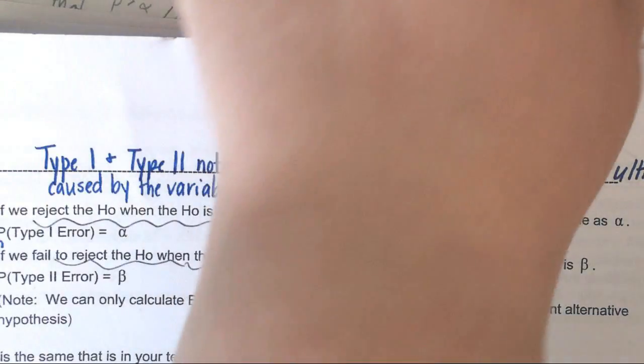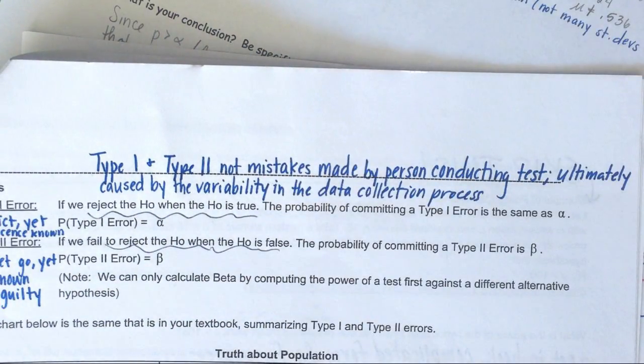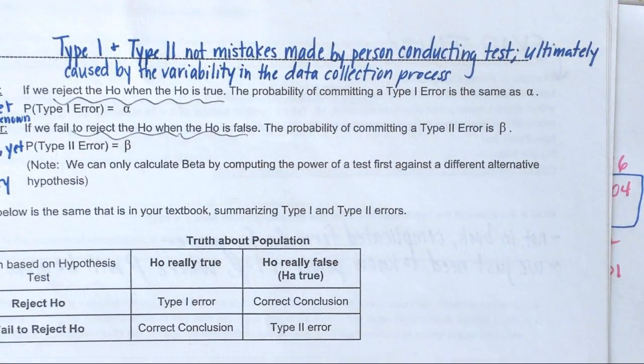Type 1 and 2 mistakes are not mistakes made by a person conducting the test. It's not Kenzie being evil and deciding to let go who she wants and keep who she wants in jail. It's ultimately caused, as everything in stats class, by variability. The variability in the data collection process. So while we were joking, I'm going to keep them straight by thinking about convicted even though innocent, let go even though guilty. That's how I'm going to keep type 1 and type 2 straight in my head. In reality, it's not an actual mistake made by a person. This is caused by the variability of our data collecting process.